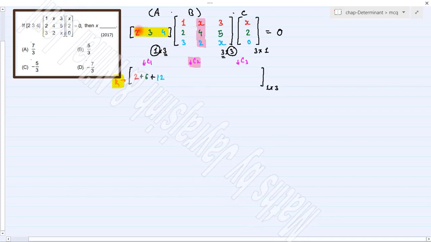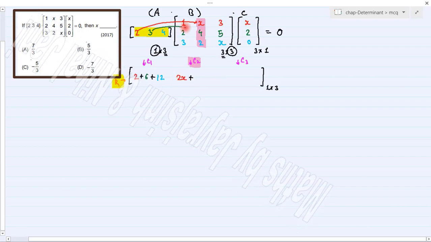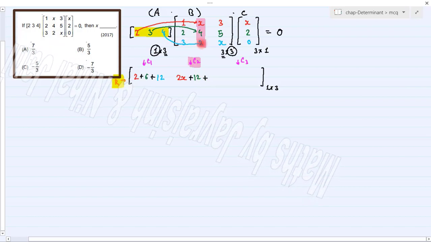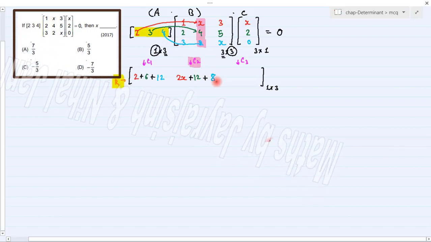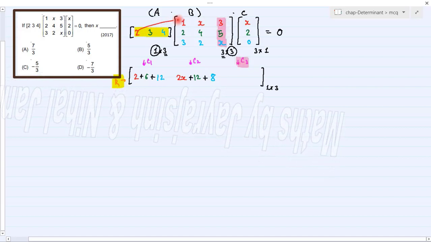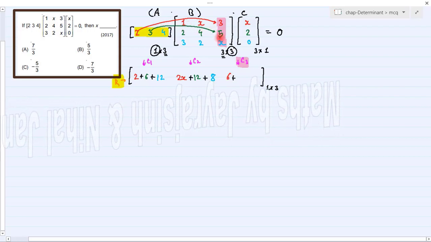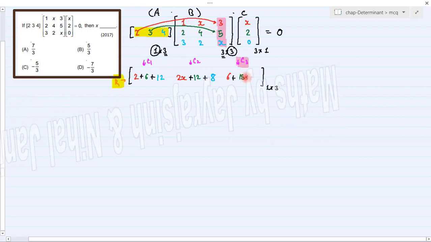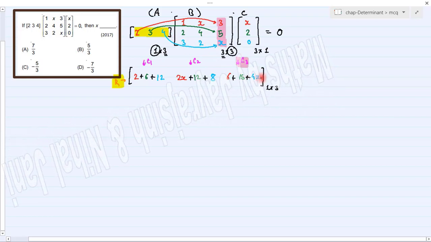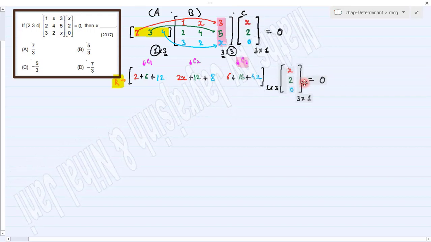So multiply 2 with x will give us 2x, plus 3 into 4 will give us 12, plus 4 into 2 will give us 8. And finally, your last element will be 2 threes are 6, plus 3 fives are 15, plus 4x are 4x, and the rest of the terms will remain as they are.